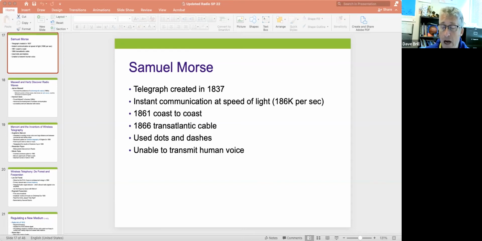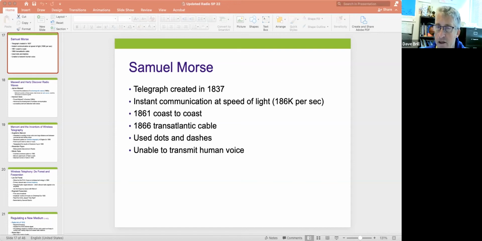So let's talk about how radio connects to telegraph, right? Well, first of all, telegraph was created in 1837. Again, instant communication, speed of light, 186,000 miles per second. By 1861, that telegraph, a wired system, was going coast to coast. And then by 1866, the transatlantic cable, the one that went under the ocean from North America to Europe, was built, right?